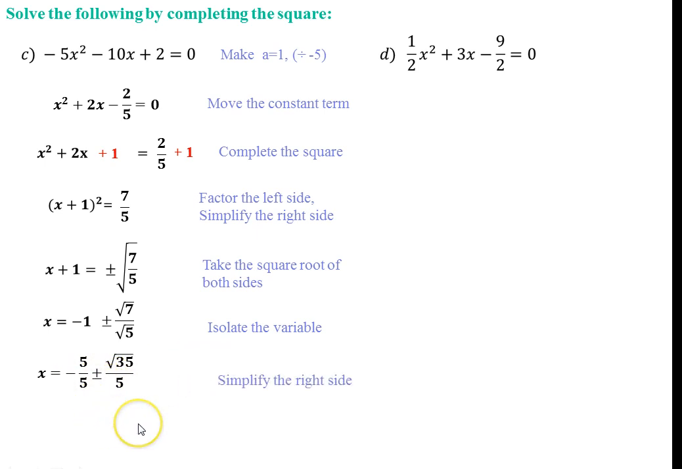And the best solution we have here is negative 5 plus or minus root 35 all over a common denominator of 5. That's our answer. Beautiful. Let's try the same thing for D.